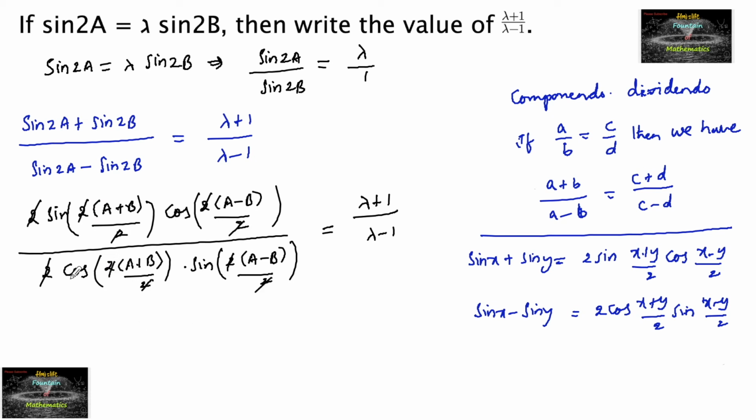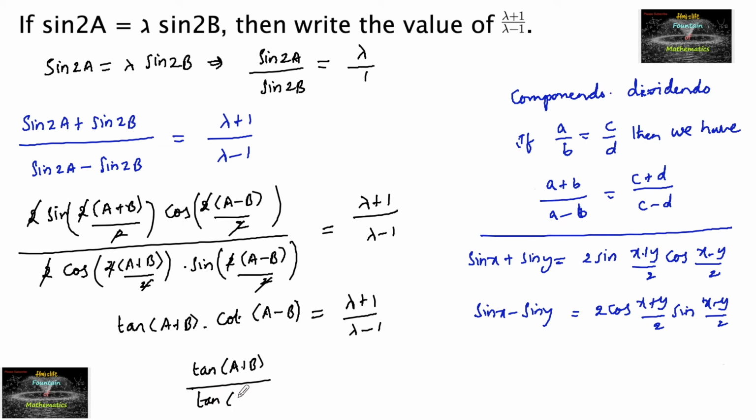So finally we'll have sin (a plus b) upon cos (a plus b), that is tan of (a plus b), and cos (a minus b) upon sin (a minus b), that is cot of (a minus b), which is equal to lambda plus 1 by lambda minus 1. Or we can also write it as tan of (a plus b) upon tan of (a minus b), which is equal to lambda plus 1 by lambda minus 1. So hence we can give the answer: the value of lambda plus 1 upon lambda minus 1 is tan (a plus b) upon tan (a minus b). Okay, thank you.